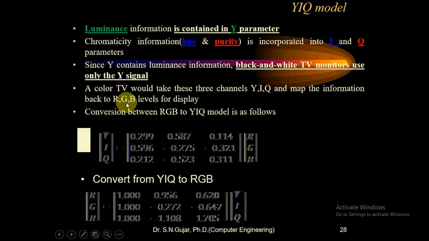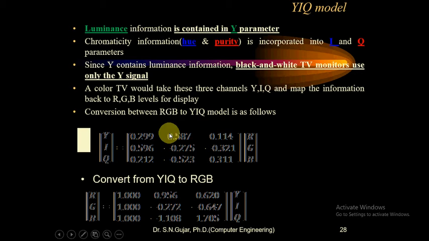Now the YIQ color model. In the YIQ color model, the luminance information of the content is called the Y parameter. The luminosity information is in Y, and the purity is incorporated into the I and Q parameters. Since Y contains luminance information, black and white TV monitors use only the Y signal. A color TV would take these three channels, YIQ, and map them with the RGB levels. These are the standard values they are going to use for the YIQ color model.